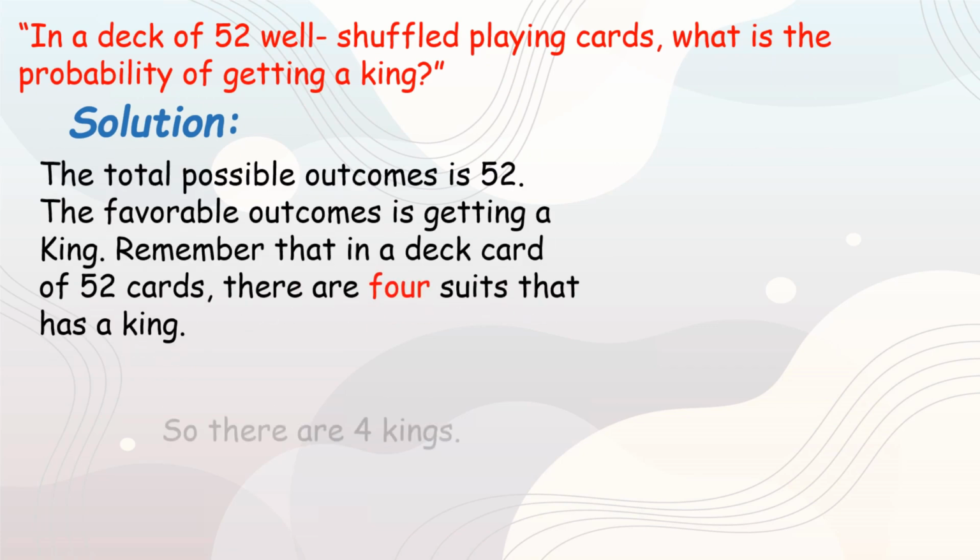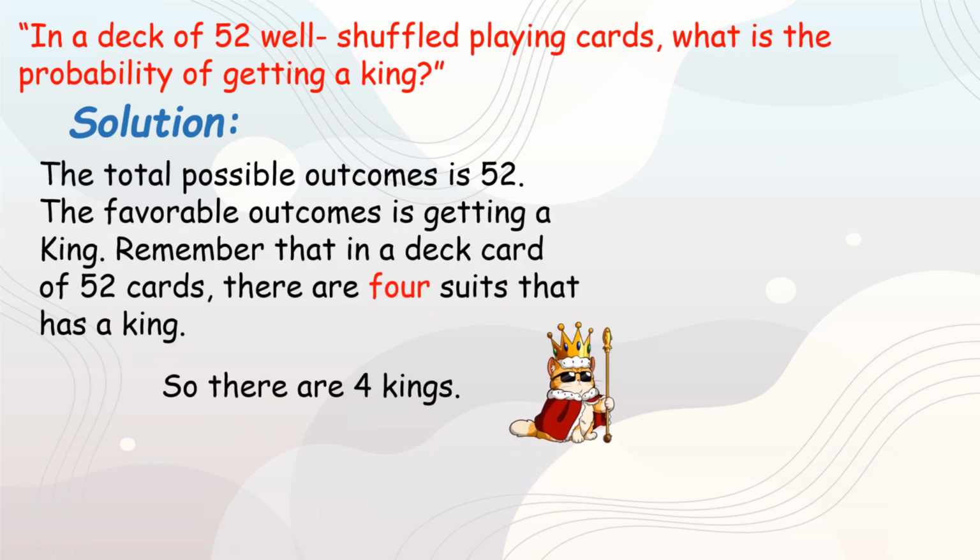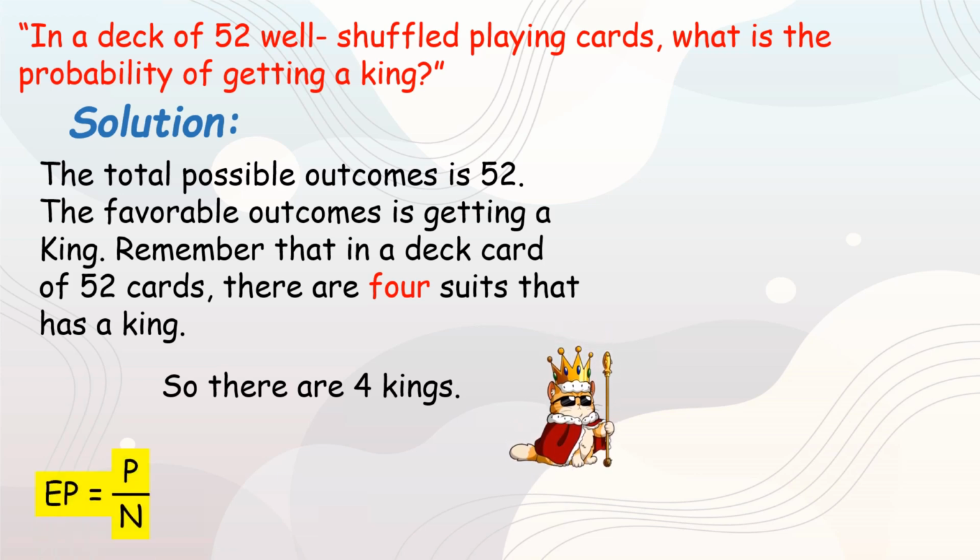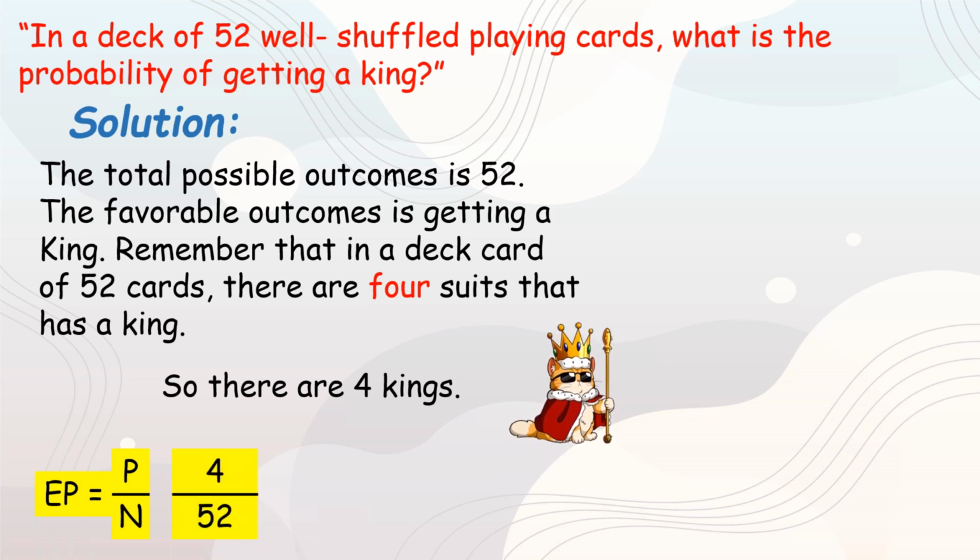So, solution. The total possible outcome is 52. Then, the favorable outcome is getting a king. Remember that in a deck card of 52 cards, there are 4 suits that has a king. So, therefore, there are 4 kings. Okay, so P is equal to P over N. So, yung probability natin is 4 kasi apat na king lang naman po sa buong sets ng ating baraha, no? Then, yung number natin, number of all the cards is 52.